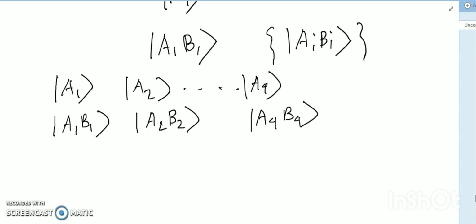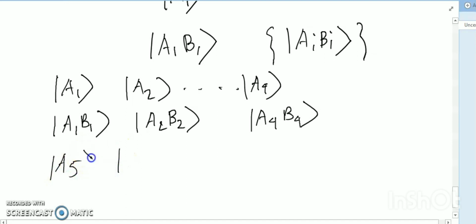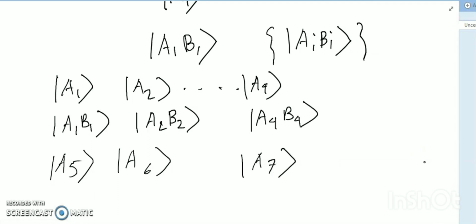We can continue this for eigenvectors. And in the end we are left with something incredible, a set of vectors that forms an eigenbasis for both A and B, a simultaneous eigenbasis.